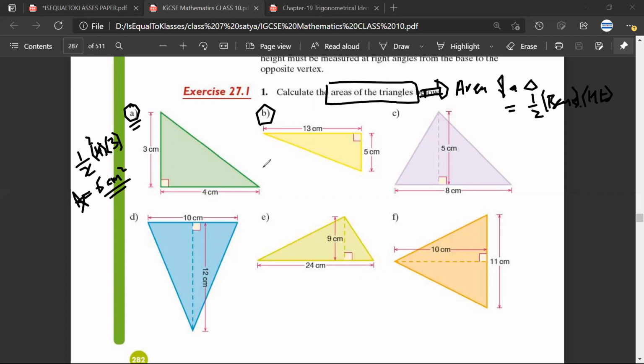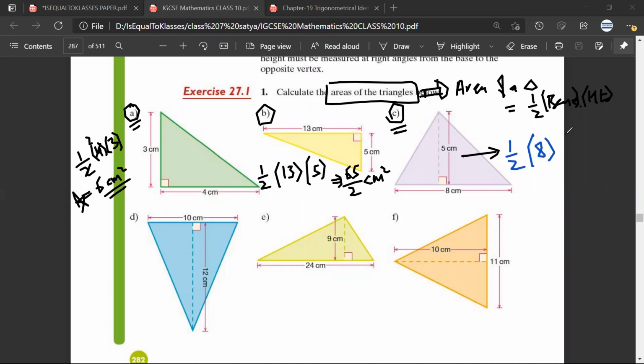So it will become 1 upon 2 into 13 into 5. So 13 into 5 is 65. So it will become 65 upon 2 centimeters square. Mr. Sarthak, C part. How do I do C part? So 1 upon 2 into 8 into 5. So I cut 2 and 8, so it becomes 4. Then the answer will be 20 centimeters square.